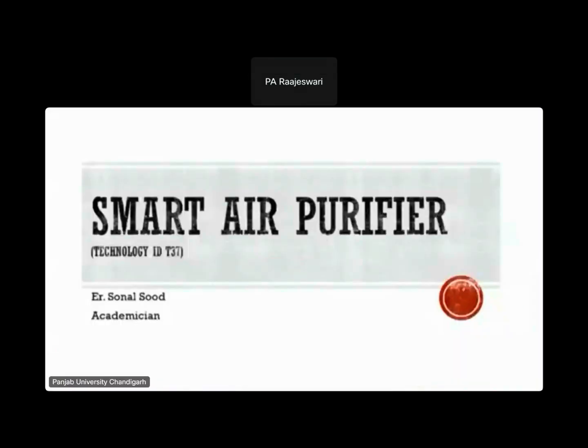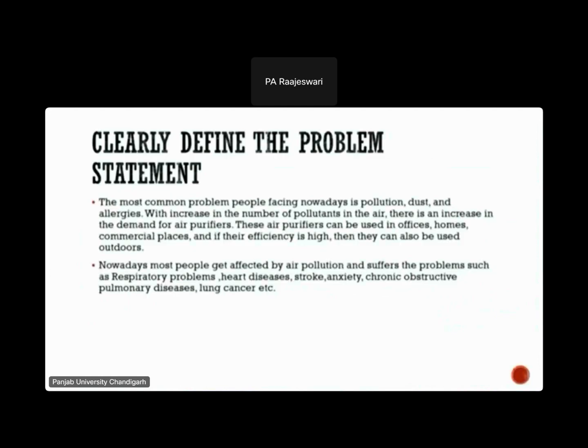So we have developed a project called a Smart Air Purifier. As we have seen in the pandemic, the need for air purifiers has urged a lot. The most common problem that we face today is pollution, with dust and allergies. With the increase in the number of pollutants in the air, there's an increase in the demand for air purifiers.